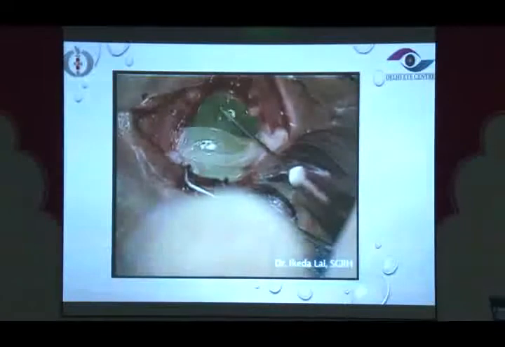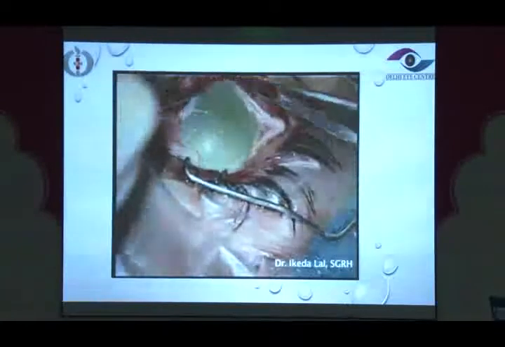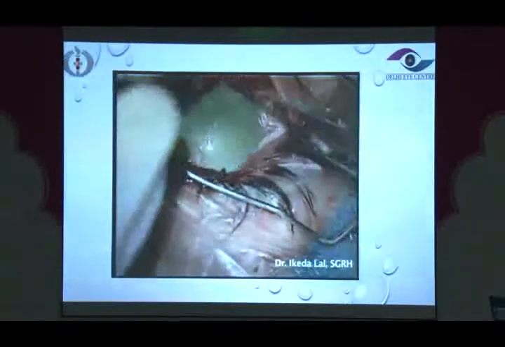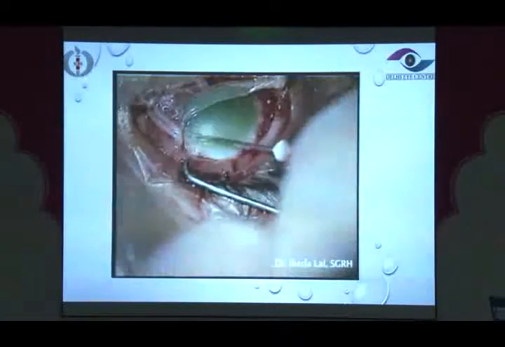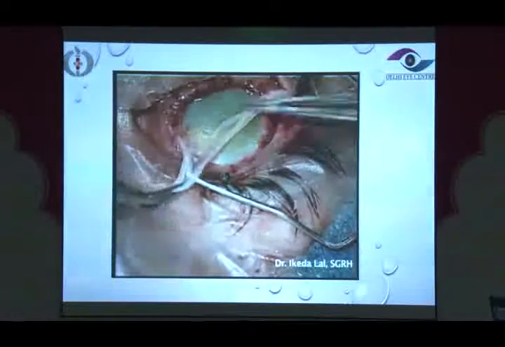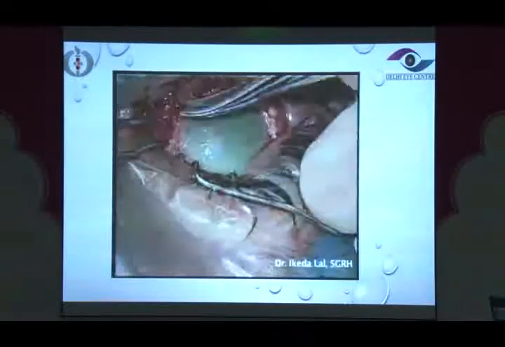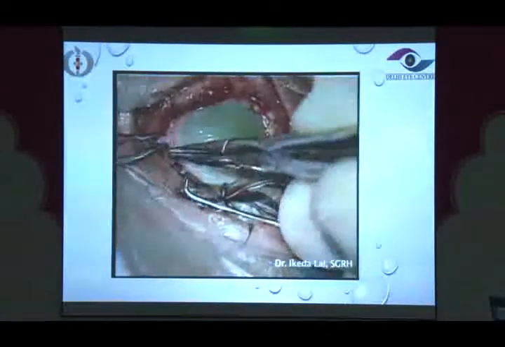This is the fresh AMG which gets processed. So we use this. We don't use the dry or the freeze-dried AMG because it does not have as good properties as the fresh one. So we place the amniotic membrane graft on top of the ocular surface, and then we glue it down with the help of fibrin glue.